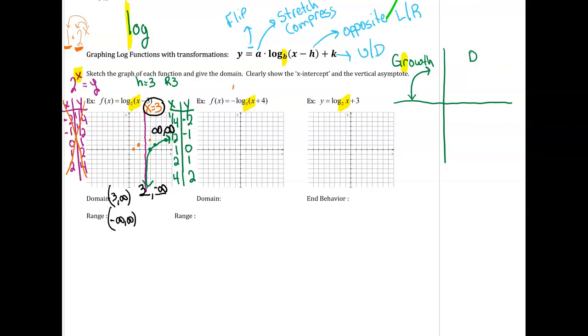So we do have a negative, which means it's going to flip. And then we have something inside our parentheses, that's our h. You want to see -4, and that means we're going to be going left 4. So if we want, we can go ahead and get our wall, or vertical asymptote, which is normally here, to move left 4. 1, 2, 3. So it's going to be right here.